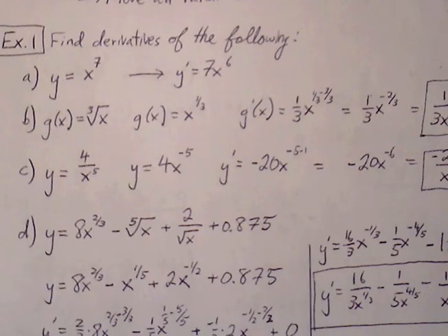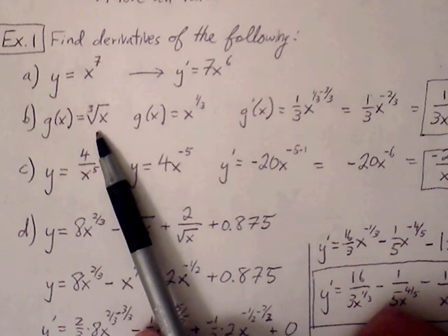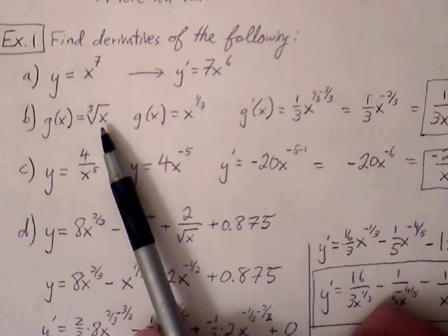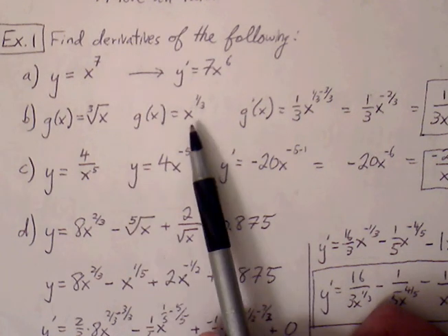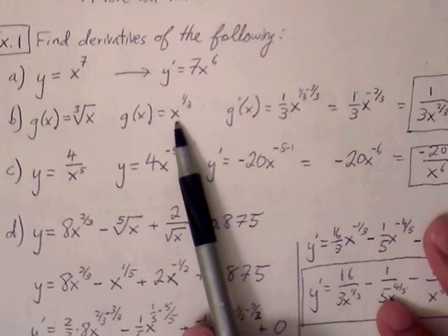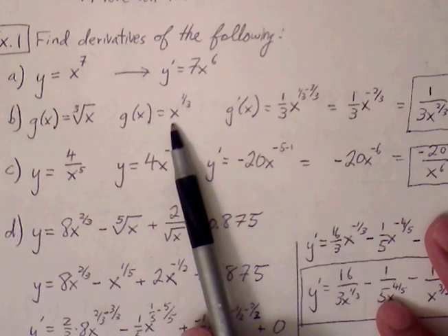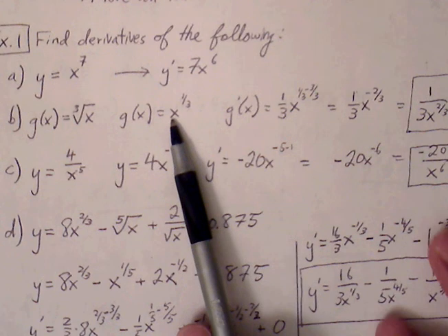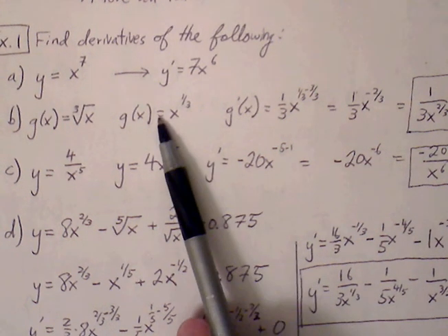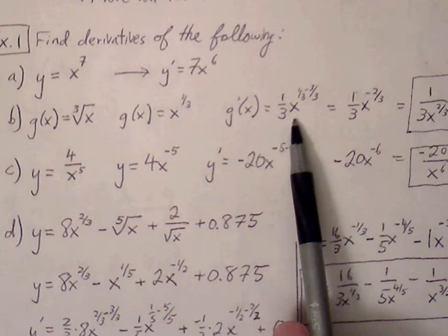Okay. Part B, g of x equals cube root of x. We want to apply the power rule, but we first need to convert the radical to a rational exponent. So cube root of x can be rewritten as x to the 1/3. Now we can apply the power rule. We have rational exponents. We have the variable sitting up in the numerator. So the power rule goes like this: bring down the 1/3 in front, 1/3 x.